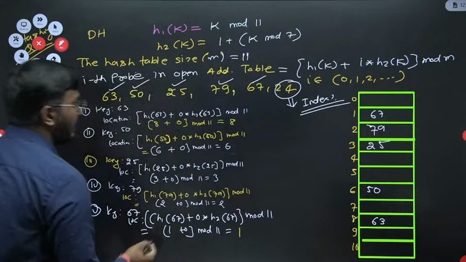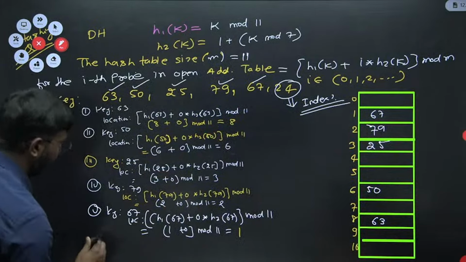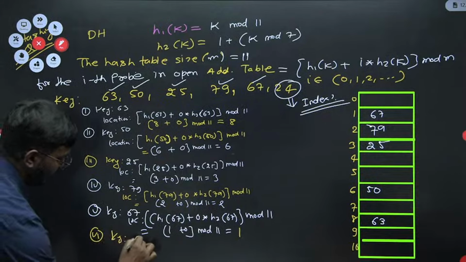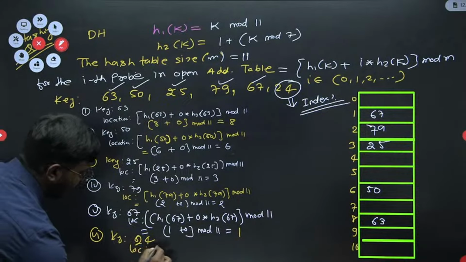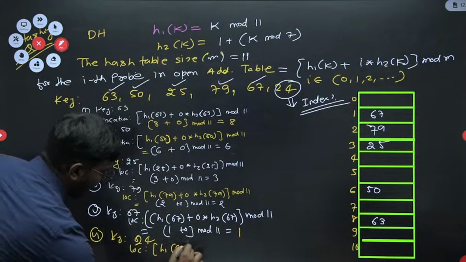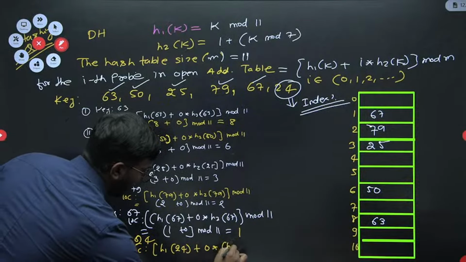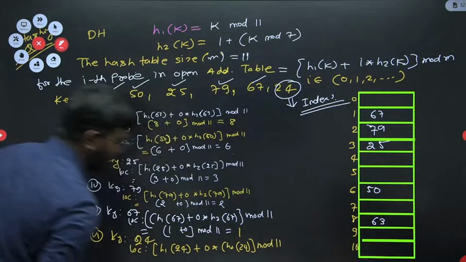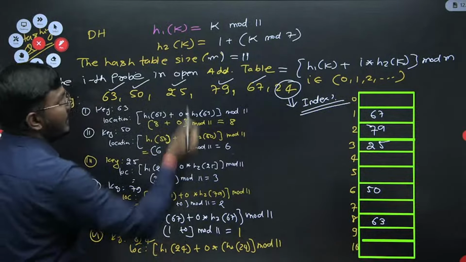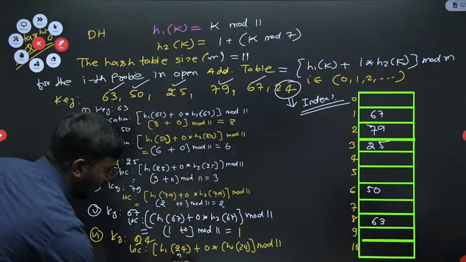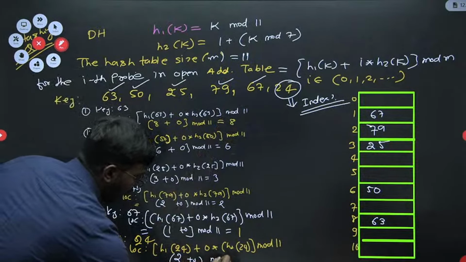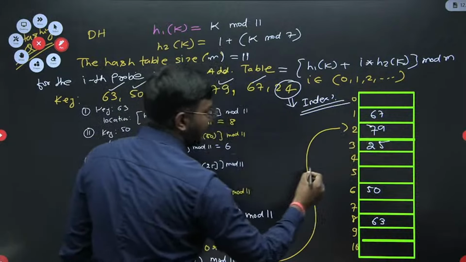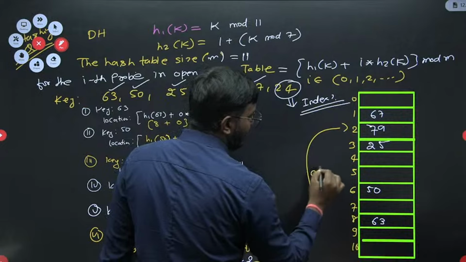Done. Now let's insert this 24. The key is 24. Again, what is the location? The location will be h1 of 24 plus 0 into h2 of 24, mod of 11. h1 of 24 will be nothing but the remainder, which is 2 only. So 2 plus 0 mod of 11 is 2. If you see here, this 2 is already occupied by 79. It means this is a collision.